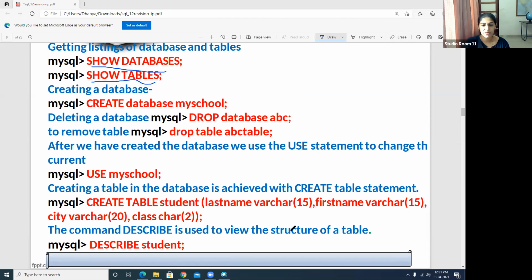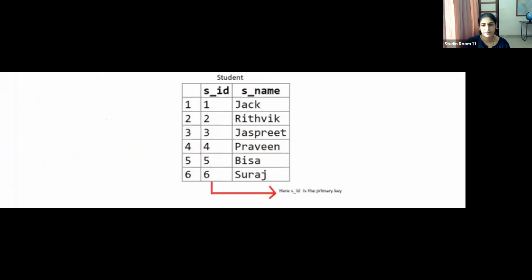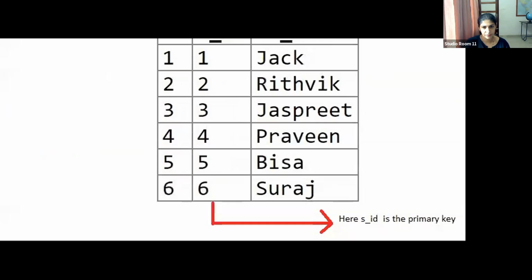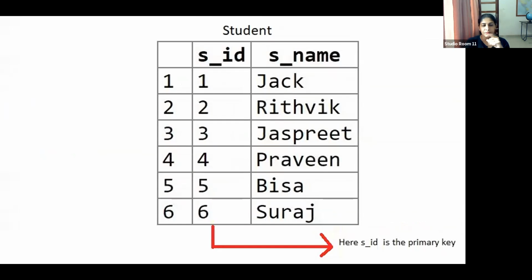So I'll be giving you 3 questions. You do it by yourself. The first question is, hope you can see this particular table. The table name is student. Only 2 columns, S underscore ID, S underscore name. Values are given. You have to decide the data type of both the columns. Here, no need to worry about the primary key. I will do it later with constraints. Just create the table.